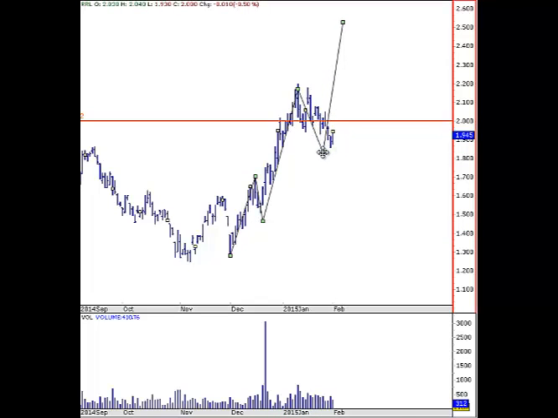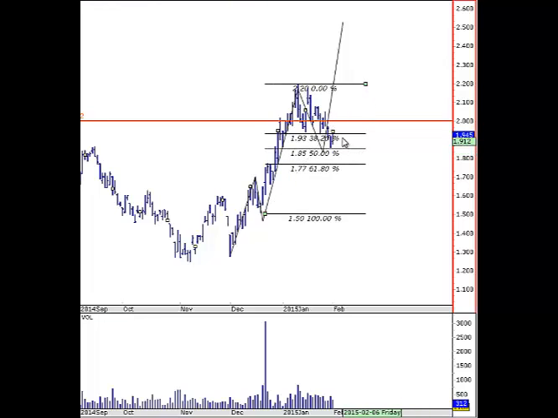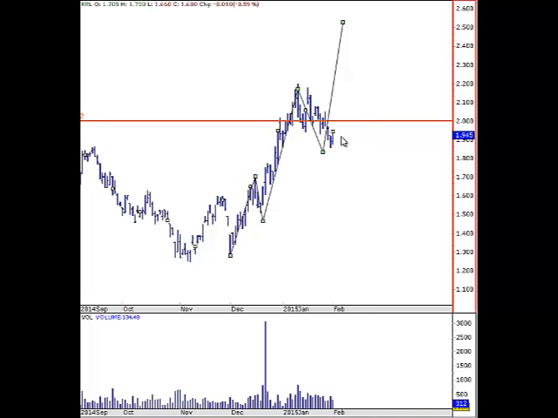And this is a wave 4 pullback here, which normally pulls back 38.2%. So if we go from wave 2 here, from this top here, it's not too bad, quite close. And we'll be looking for wave 5 to the upside. So for this third wave up here, this length here should be roughly the same as wave 1 here.